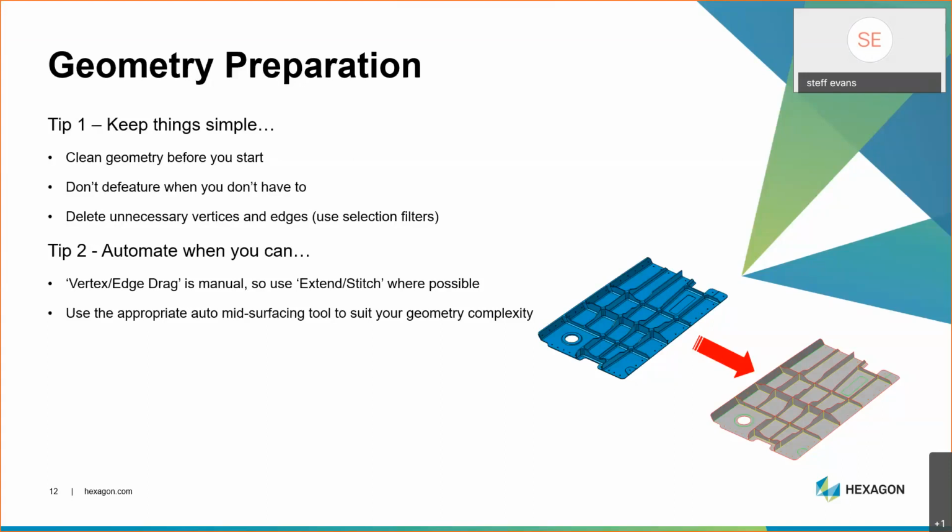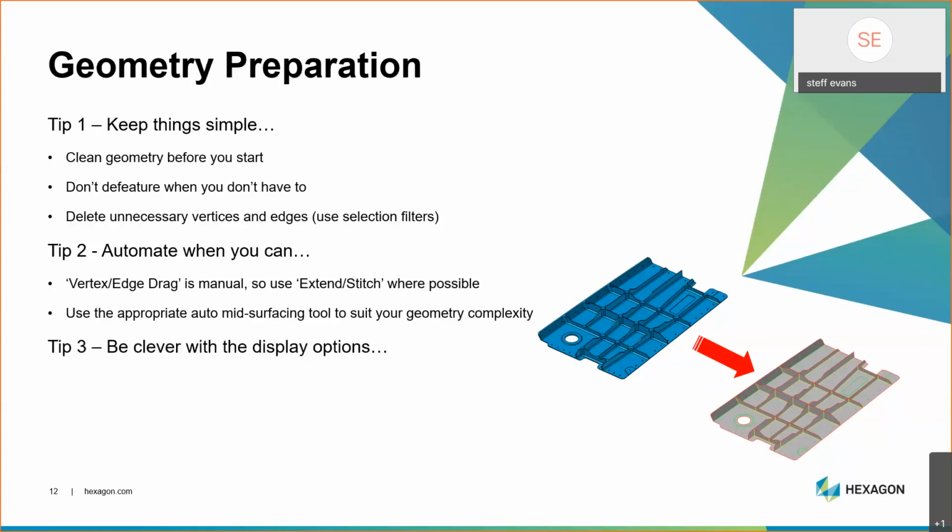So extend stitch where possible. Use the appropriate auto mid-surfacing tool to suit your geometry complexity. Again, we'll see this in the example, but there are some simple tools for working with simple geometry, and then some more involved tools for looking at complex geometries where we've got lots of T sections, lots of joined and featured regions within the solid and then surface geometry.